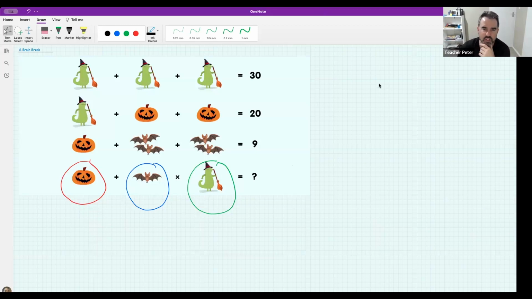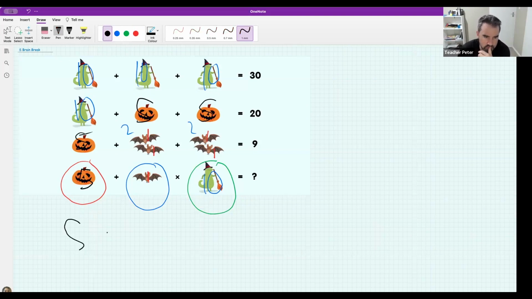So the frog witch is 10. Looks like a very friendly witch there. And then the pumpkins are 5. Agreed. And now bats. Well, each bat is worth 1, even though the collection of bats here is 2. They're each worth 1. So now all we have to do is use BODMAS to help us figure out what this is.